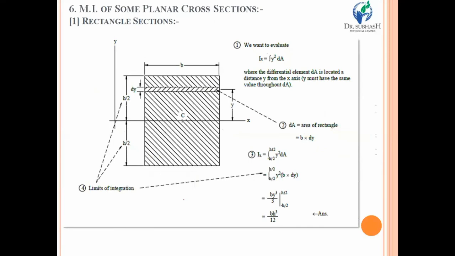Now let's derive some regular shape moment of inertia relations. First of all, we should start with the rectangular section. Look at the screen. You have one rectangular cross section having width b and depth h. Now we require to calculate the moment of inertia about the centroidal axis.